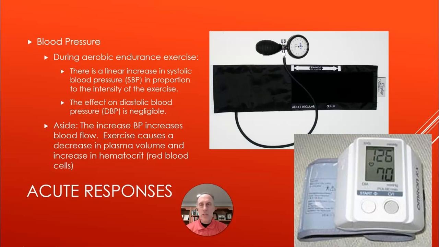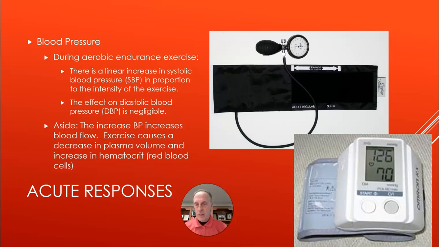And during aerobic exercise, there's a linear increase within the workout itself between the workload and time, and how systolic blood pressure goes up in proportion to the intensity of the exercise. The greater the intensity of the exercise, the more the systolic will increase. Now the diastolic, and we talked about it before, stays pretty much the same, right? So your in-between beats will stay pretty much the same.